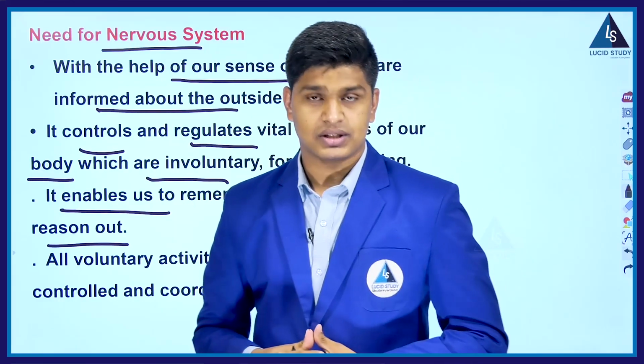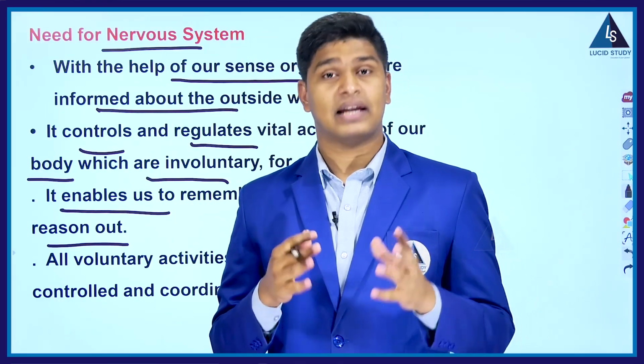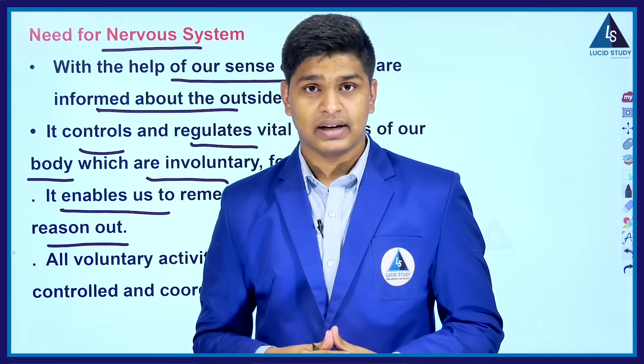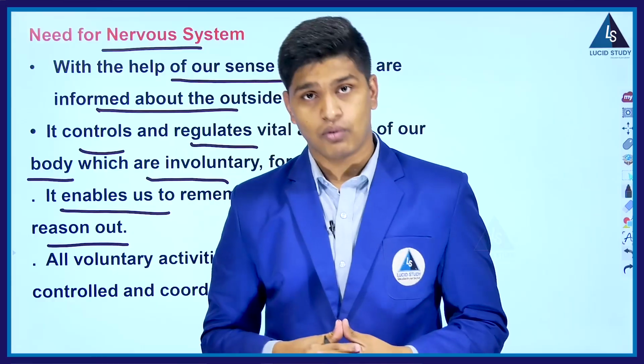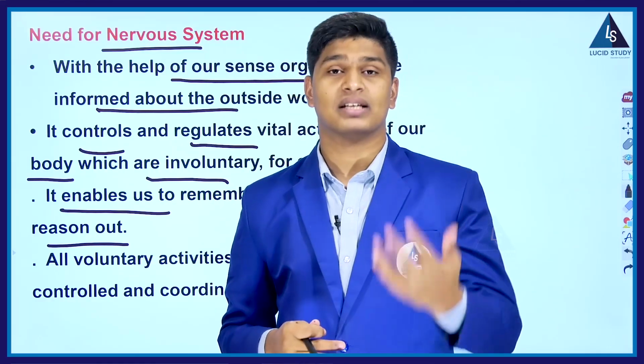Now you might get a question. Okay, sir, we got to know that the need for nervous system is very much essential. It has to be there. As we got to know, nervous system looks after the involuntary actions. Nervous system looks after all the voluntary actions. It makes us sure that we remember all the information and we reason out things.